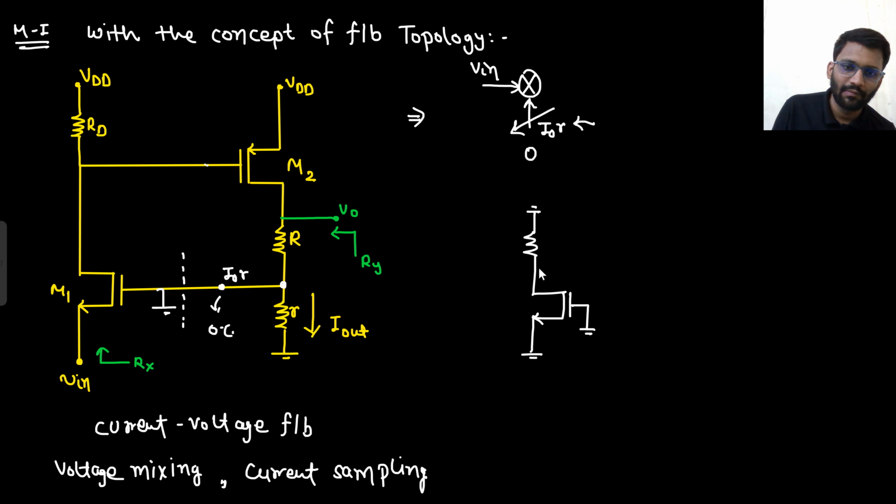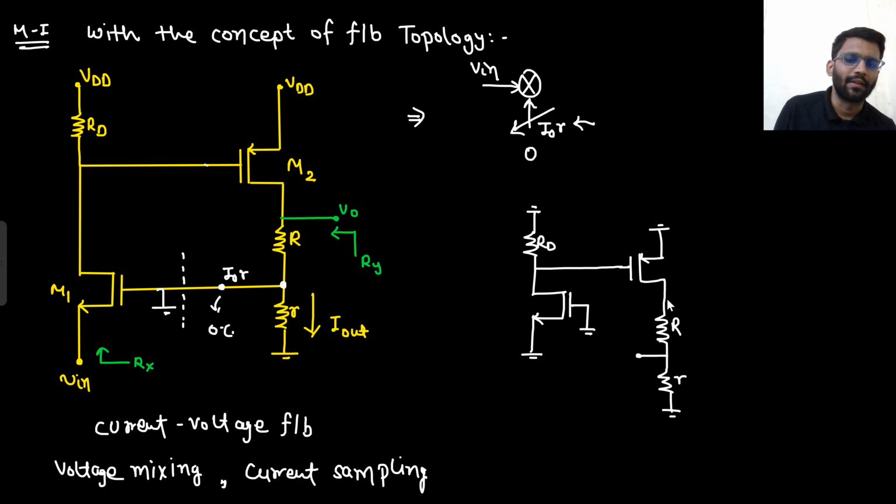This end is shorted. This was RD resistance, and this voltage was fed to M2. This is R plus R, and this end is open. This end is open, right? And this is your V out. Sorry, this is not grounded. This is your V in.